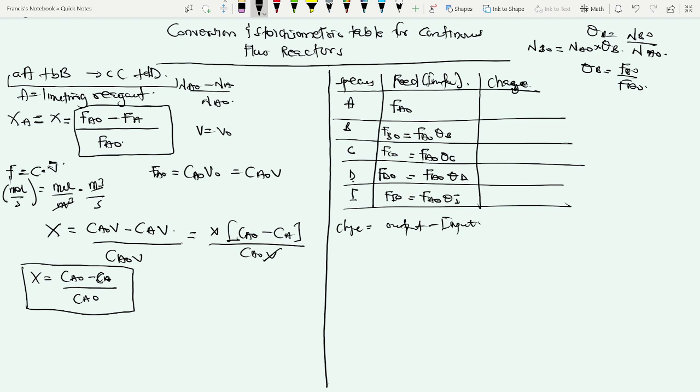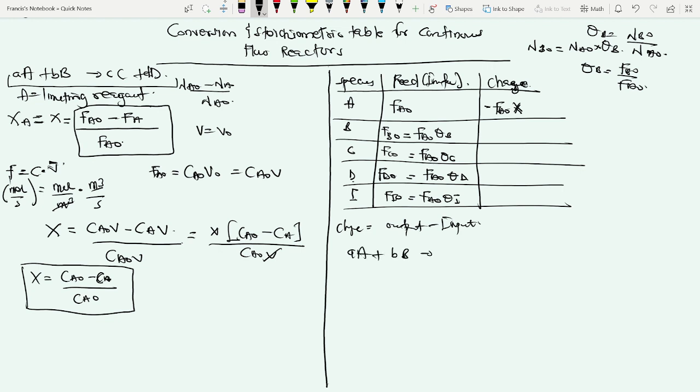So just like how we saw for the batch reactors, the change now becomes negative FA naught times the conversion. Right? So how much of the initial has been converted. And for B, the same thing applies, because now we are looking at the conversion. A is a limiting reactant. Because A is a limiting reactant, the conversion is for A, and I'm going to use that one throughout. So what you have to do is divide through by the coefficient of A, just like how we did for the batch reactors.